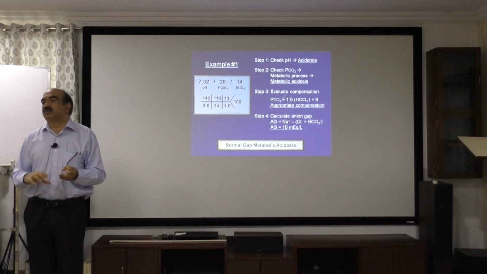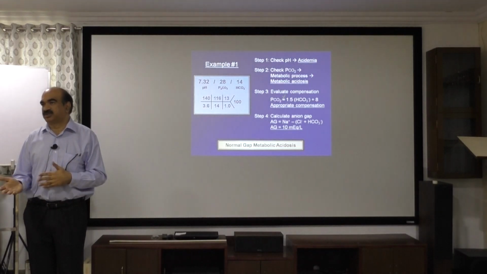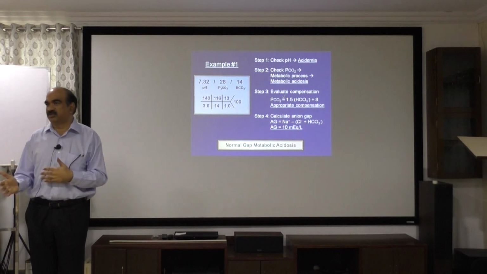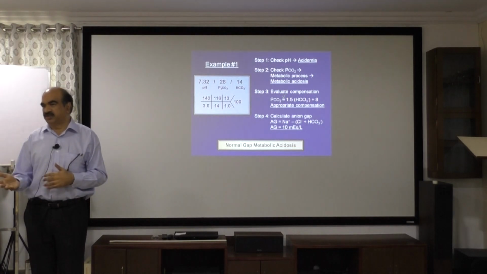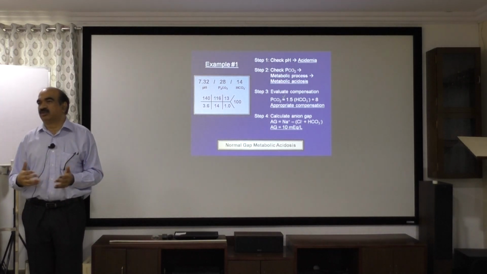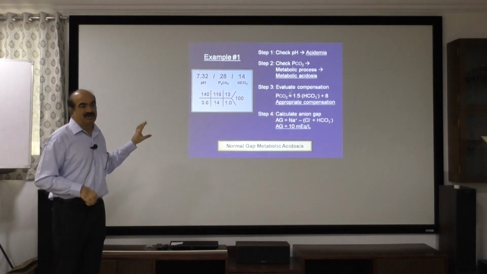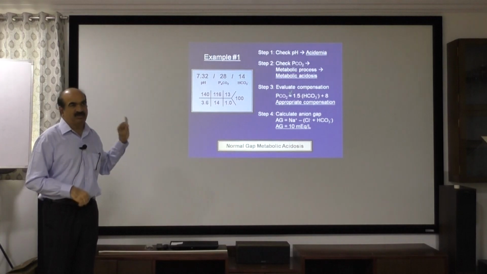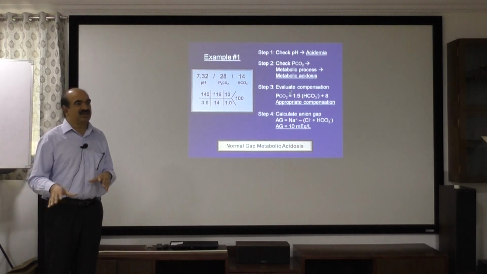The second mechanism is accumulation of hydrogen ions. In distal renal tubular acidosis, type 1, there will be accumulation of hydrogen ions. The hydrogen-potassium exchange mechanism is affected. Even in type 4 renal tubular acidosis with aldosterone deficiency, hydrogen ions will accumulate. Hydrogen accumulation means HCl addition and loss of sodium bicarbonate. So two important mechanisms for normal gap metabolic acidosis are loss of bicarbonate or accumulation of hydrogen ions in the renal causes.